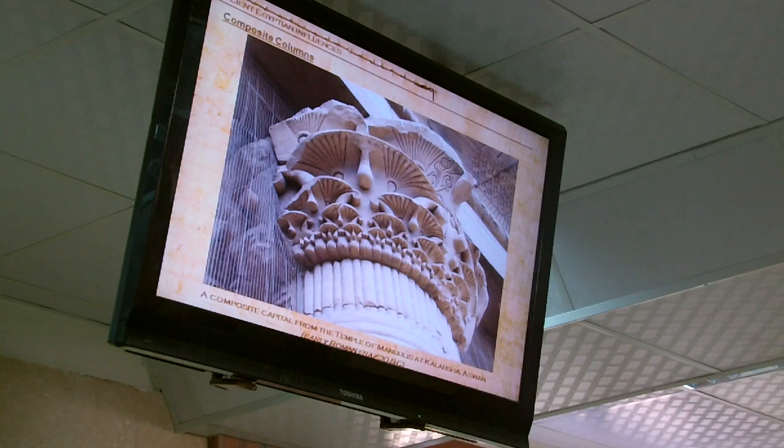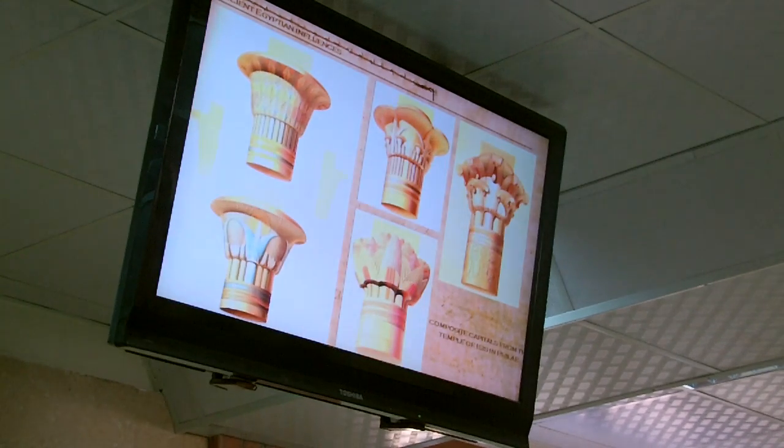Composite columns were probably an evolutionary extension of the campaniform columns, with capital decorations including floral designs of any number of real or even imagined plants. Their variation could be endless, and they became so utterly stylized that the original floral motifs could hardly be recognized anymore. These are different forms of composite order.